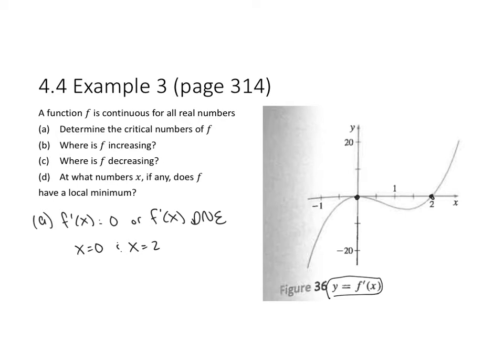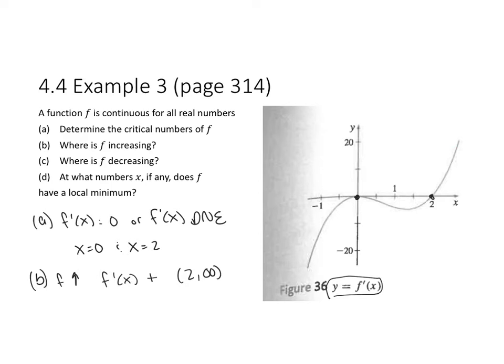Now it wants to know, when is the function increasing? Well, f is increasing when my derivative is positive. So I'm looking at my picture and it looks like my derivative is positive from 2 all the way up through infinity. So we're positive here. This is positive.